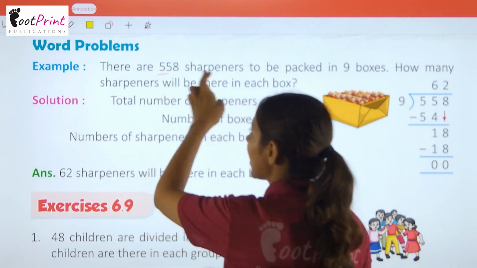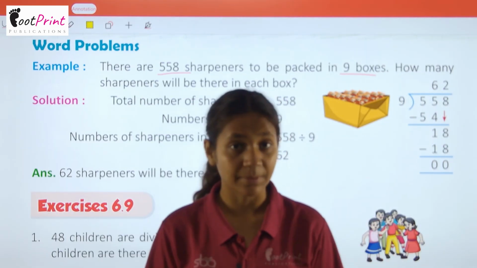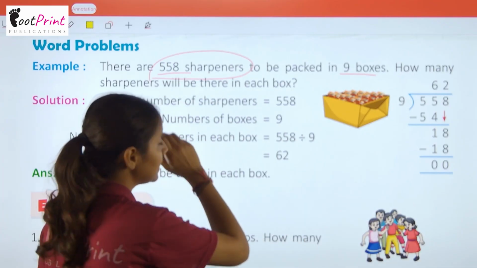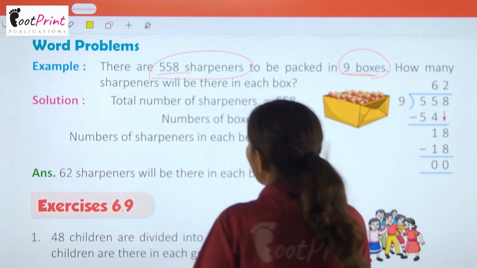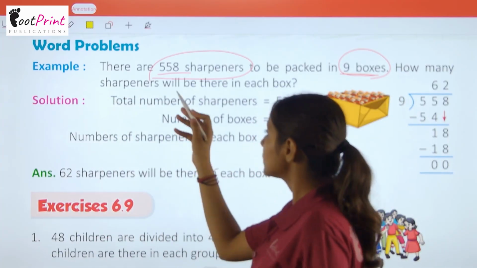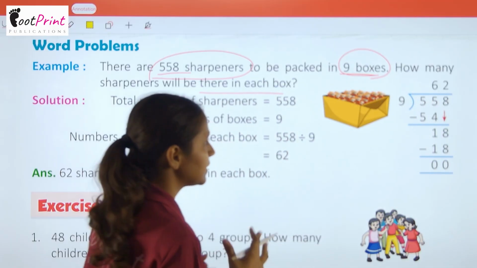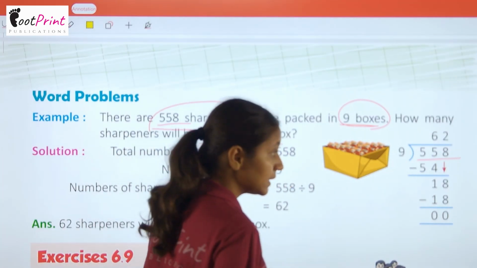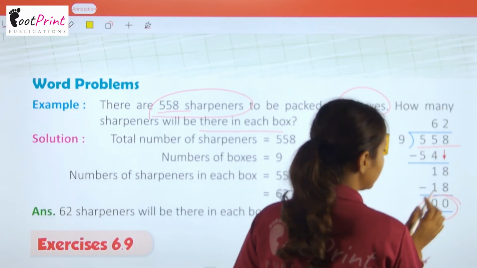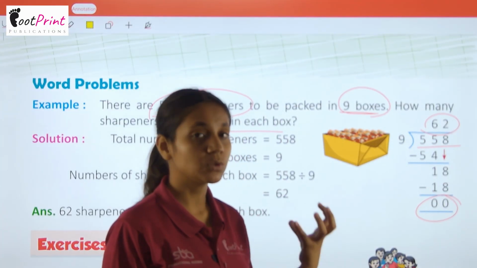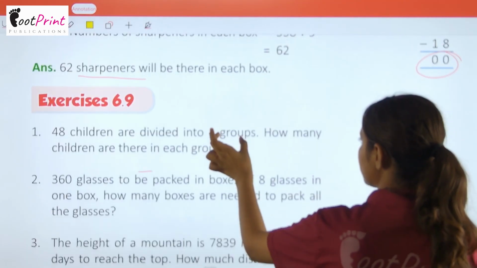Example, there are 558 sharpeners to be packed in 9 boxes. This means we have this many sharpeners in total, that is our stock, and we have to pack them in 9 boxes, that is our groups. Okay, how many sharpeners will be there in each box? Now tell me how many sharpeners will go in each box. Simply do the division. 558 divided by 9. Okay, so as a remainder we are getting 0. That means the quotient is 62. Total 62 will go in each box. Okay, 62 sharpeners will be there in each box.